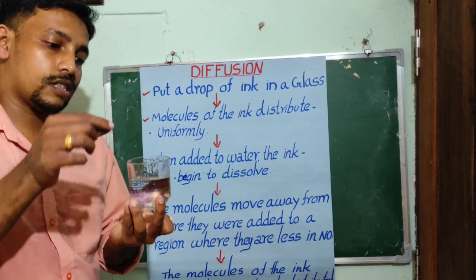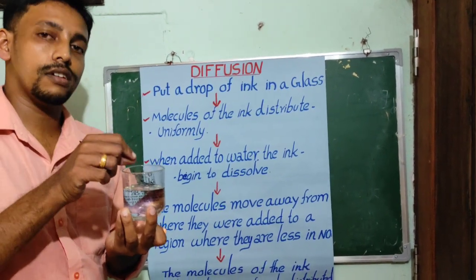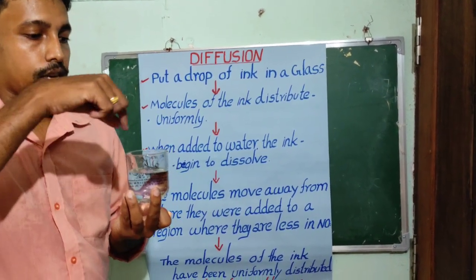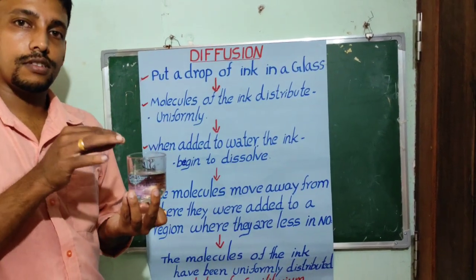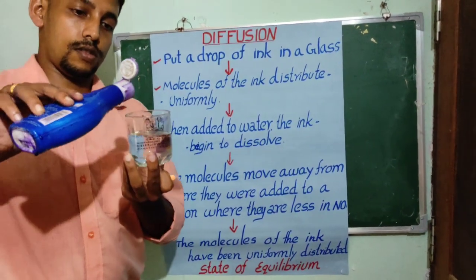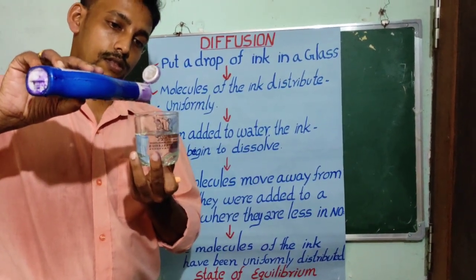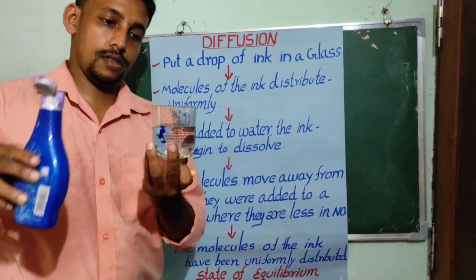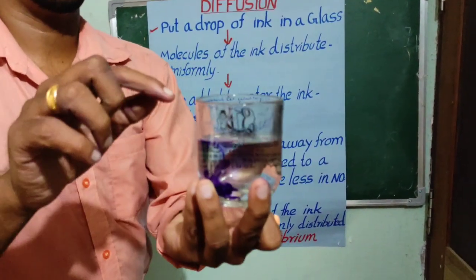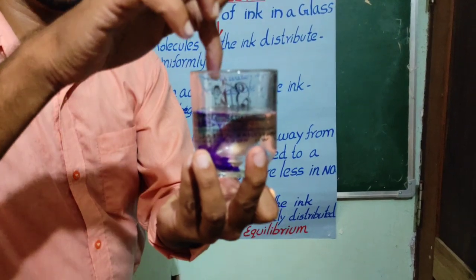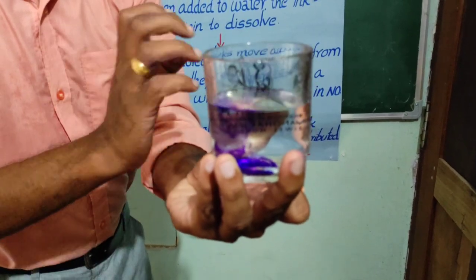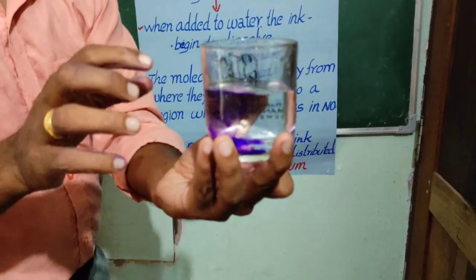So now I am going to add a drop of this ink into this glass of water. I am going to add this in one corner of the glass. Okay, look here. So I have just added this on this side. Now it has just started to dissolve. You can see this here.